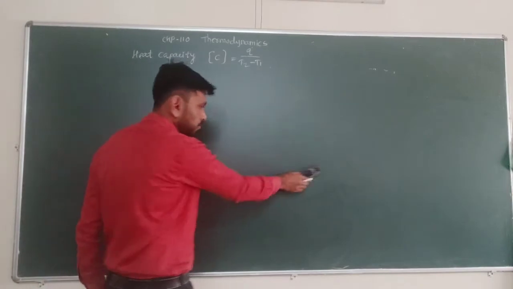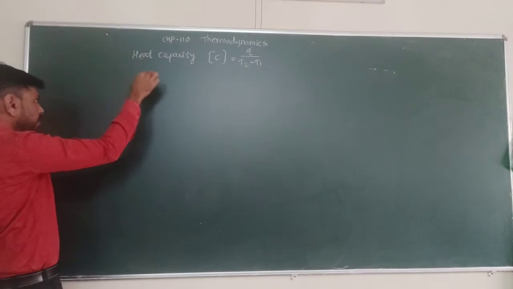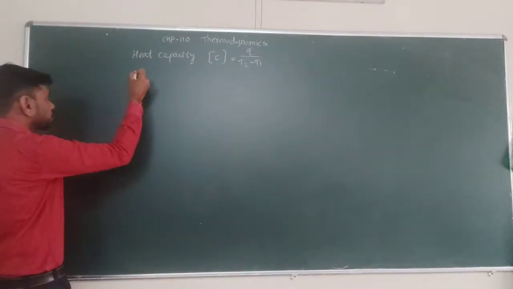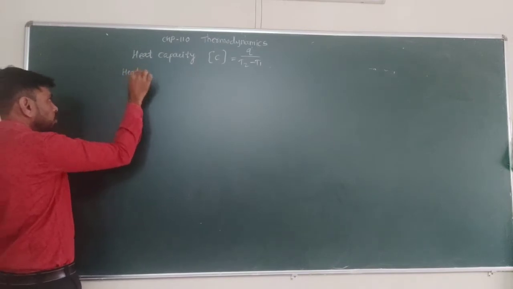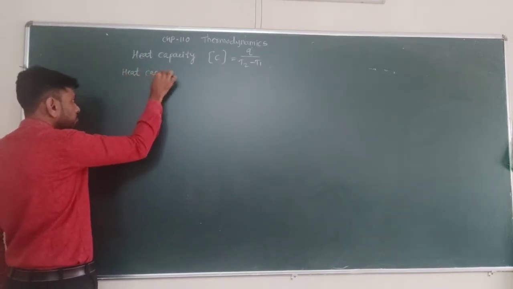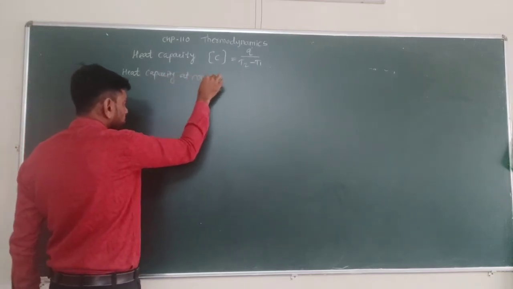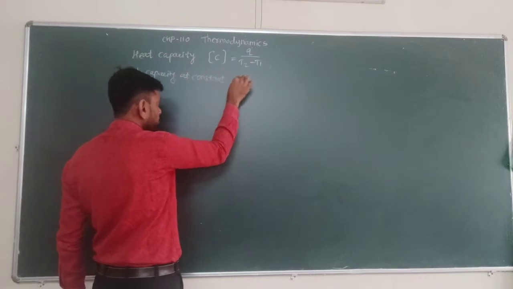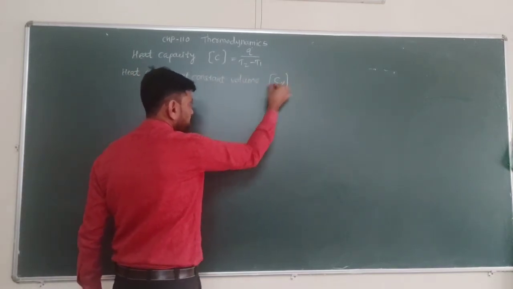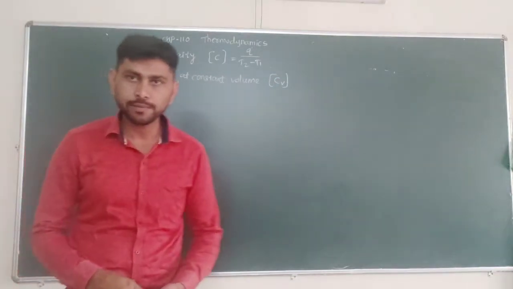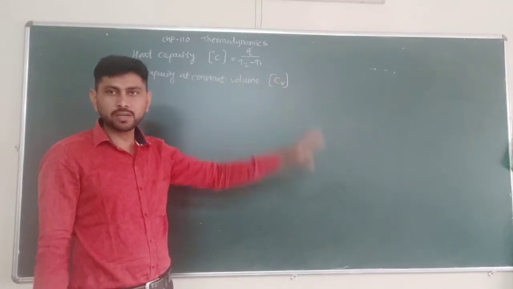Now there are two important terms of specific heat capacity that are well known in thermodynamics and physical chemistry. These terms are heat capacity at constant volume, indicated by CV, and heat capacity at constant pressure. First, we have to derive the equation for CV, heat capacity at constant volume.